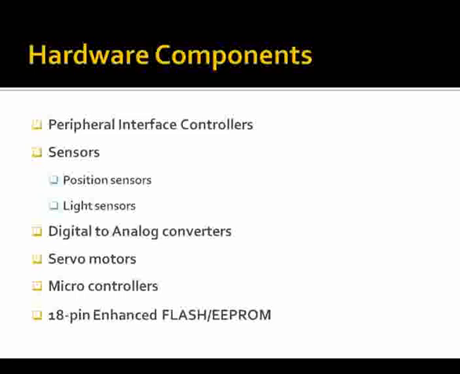These are the main hardware components which we need to build our robot. Peripheral interface controllers, sensors, position sensors, light sensors, digital to analog converters, servo motors, microcontrollers, 18-pin enhanced flash.